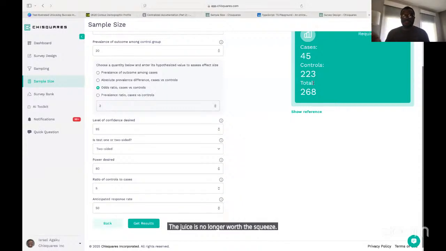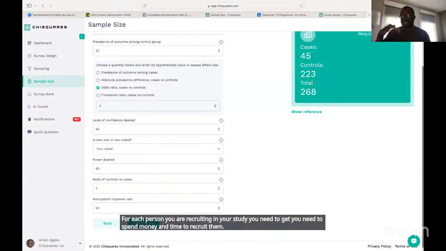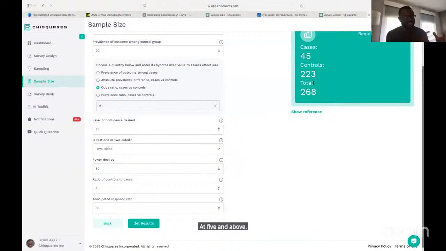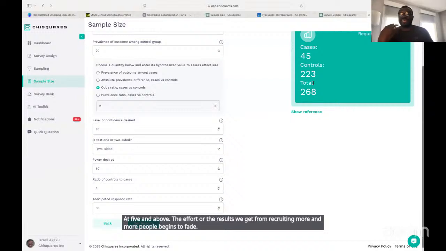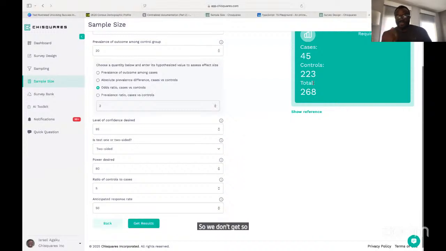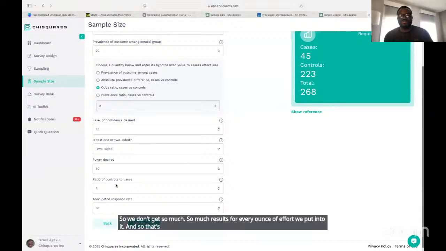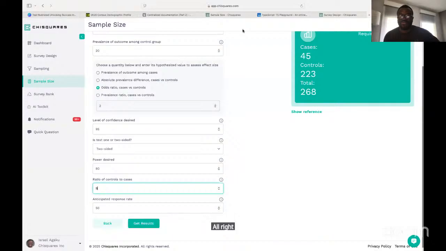Remember that for each person you are recruiting in your study, you need to spend money and time to recruit them. At 5 and above, the results we get from recruiting more and more people begin to fade, right? So we don't get so much result for every ounce of effort we put into it. And so that's why we recommend that your ratios should not be more than 4, because that's where we maximize the efficiency. All right. I hope that answers the question. Any other question? Thank you.